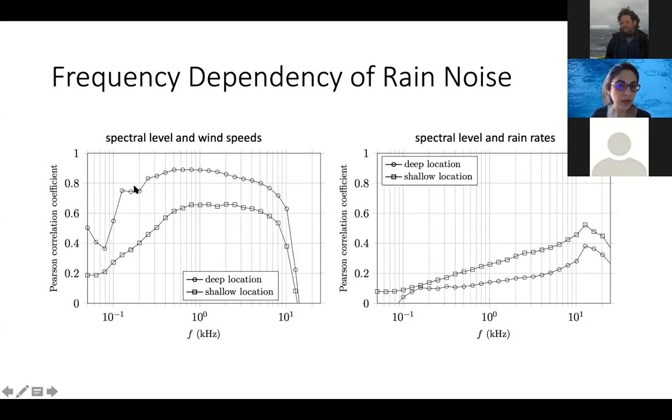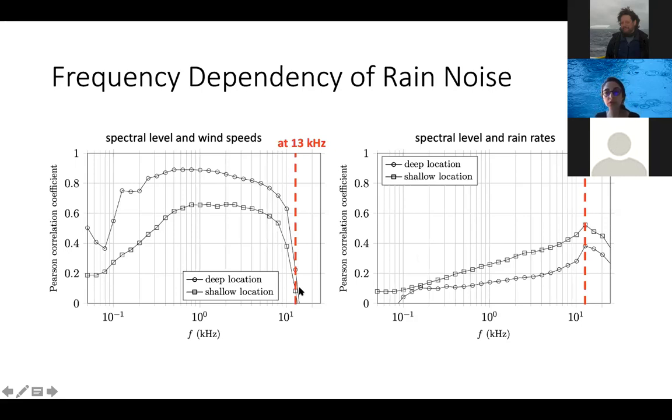What do we see here? Well, let's focus on the deep location. For example, we see higher correlation between about 100, 200 hertz and up to 10 kilohertz, and then the correlation drops. So noise is not correlated with wind speed during rain events at high frequency or at low frequency. What about correlation with rain rate? The value of correlation in general is lower than wind, so wind speed has higher impact. But we get a peak at 13 kilohertz. So at 13 kilohertz, the rain rate matters a lot, but wind speed does not.